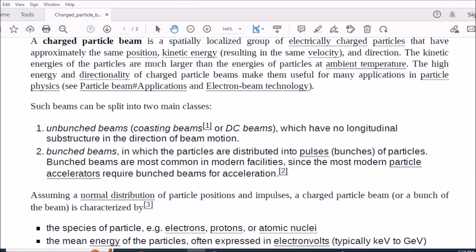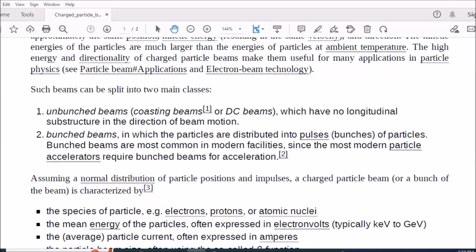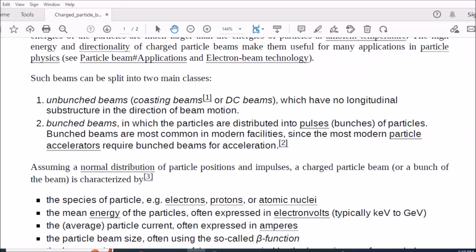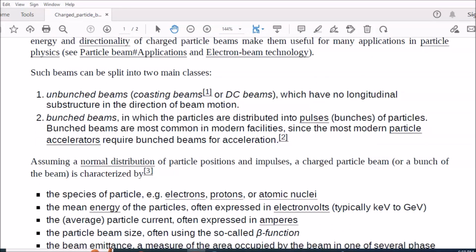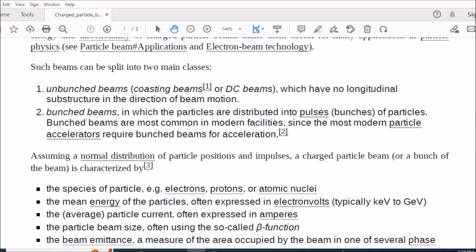Number 1, coasting beams or DC beams, which have no longitudinal substructure in the direction of beam motion. So it has no direction of beam motion. Number 2, bunch beams, in which the particles are distributed into pulsed bunches of particles. Bunch beams are most common in modern facilities since most modern particle accelerators require bunch beams for acceleration. Now, these ones have longitudinal substructure in the direction of beam motion. Bunch beams do. Number 2 does. And that's what we're going to be working with.